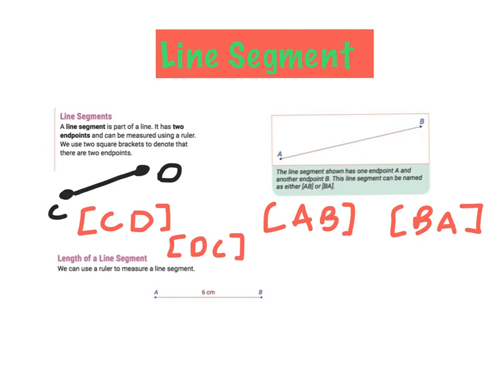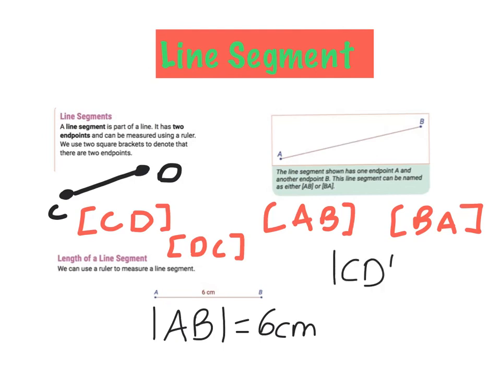Okay, so you might be wondering, how would we show that the length of this line segment is 6 centimeters? So we would do line AB, line, is equal to 6 centimeters, okay? And that notation means that the length of that line segment is 6 centimeters.